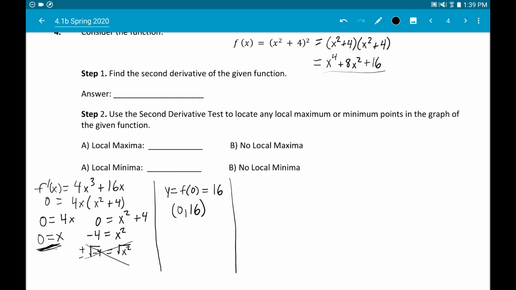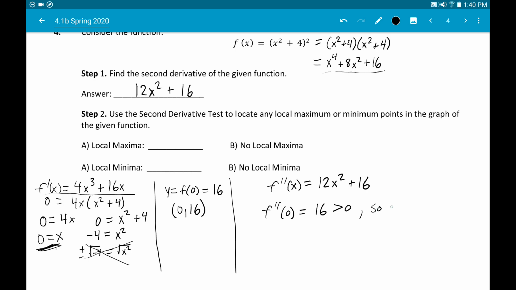All right, test that single point. We need the second derivative to do that. So the derivative of 4x cubed plus 16x would be 12x squared plus 16. And we can go ahead and answer step 1: 12x squared plus 16. And then we plug our critical value into that second derivative to determine local min or max. So 12 times 0 squared is 0 plus 16 is 16, which is positive. So again, if it's positive, we're going to get a local min.